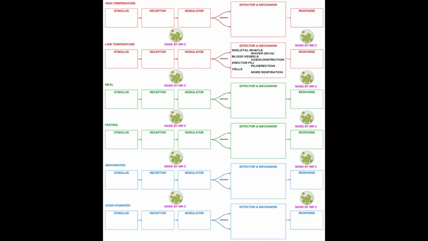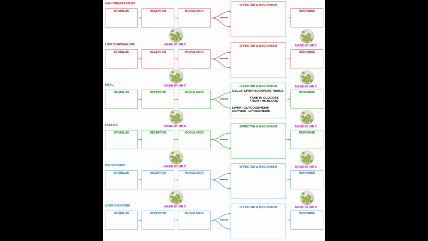Next, we've got glucose homeostasis. So if we eat a meal, we've got a high blood glucose concentration. It's detected by a chemoreceptor in the pancreas. The modulator is the beta cells in the pancreas, and the beta cells release insulin. The insulin tells the cells, the liver, and the adipose tissue, which is fat, to take in glucose from the blood. The cells use the glucose for cellular respiration.